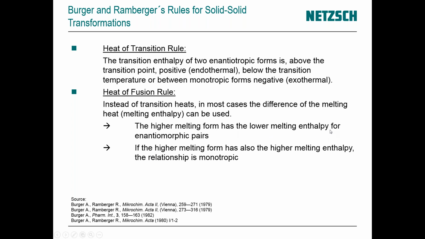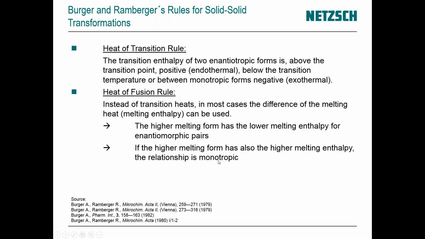Well, the higher melting form, so this is the material that melts at a higher temperature, is going to have a lower melting enthalpy. So that's the area under the curve for this particular enantiomorphic pair. So it's a really nice simple rule. The higher melting form has a lower melting enthalpy. If the higher melting form, though, also has a higher melting enthalpy, the relationship is monotropic.